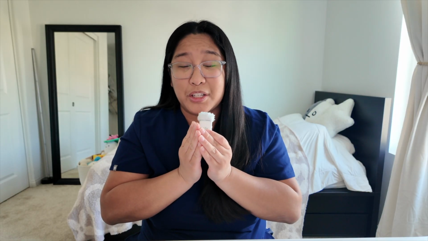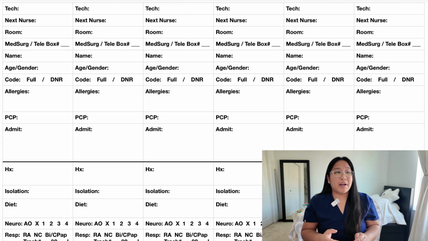So I'm going to show you my personal SBAR that I use every shift. I have used this document for as long as I've been a nurse, which has been about 7 years, and it has never steered me wrong. So this is my SBAR.